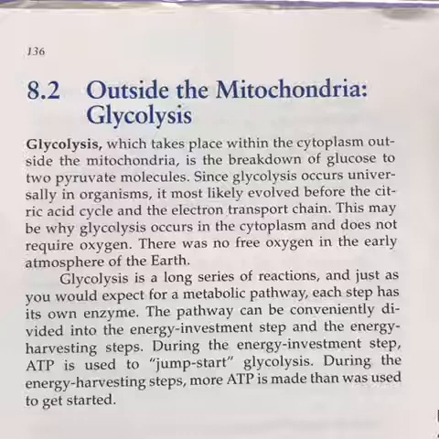There was no free oxygen in the early atmosphere of the Earth. Glycolysis is a long series of reactions, and just as you would expect from a metabolic pathway, each step has its own enzyme. The pathway can be conveniently divided into the energy investment step and the energy harvesting steps. During the energy investment step, ATP is used to jumpstart glycolysis. During the energy harvesting steps, more ATP is produced than was used to get started.